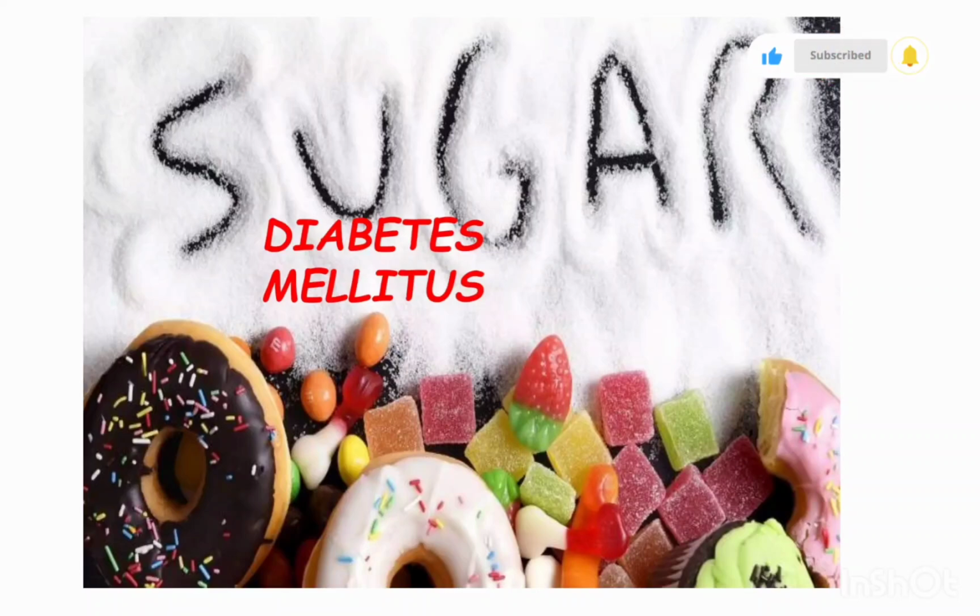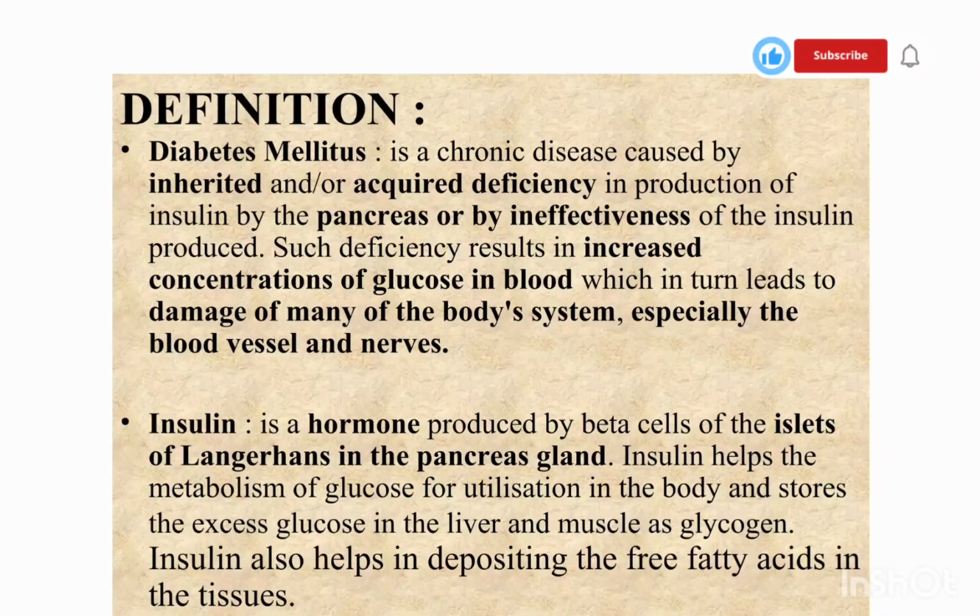Today's topic is diabetes mellitus. So what is diabetes mellitus? The definition of diabetes mellitus is a chronic disease caused by inherited and/or acquired deficiency in production of insulin by the pancreas, or by ineffectiveness of the insulin produced.